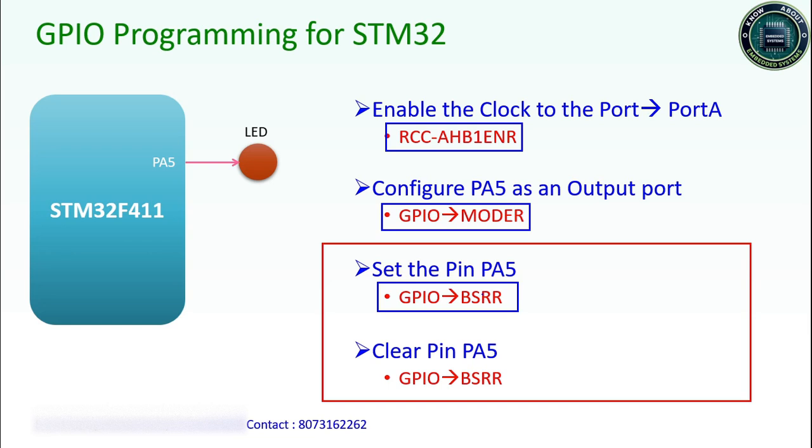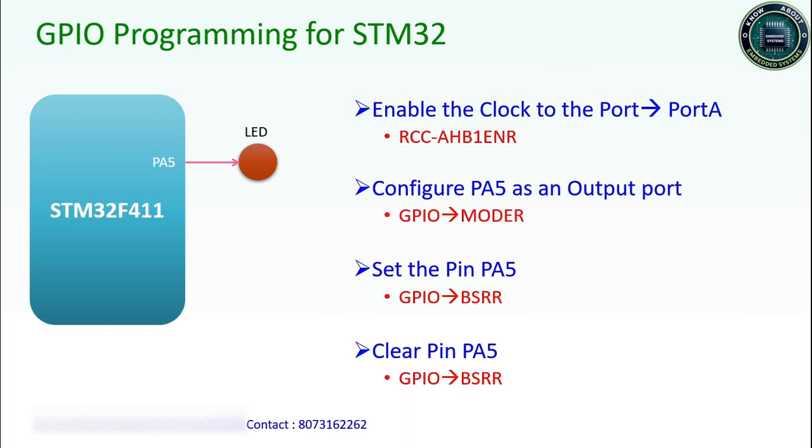So totally, in order to develop a simple toggle operation, we have to use 4 major things or 4 different registers. We have to develop the code, and we will check the output. I hope the theory part is clear now. Now I'll go back to the user manual.